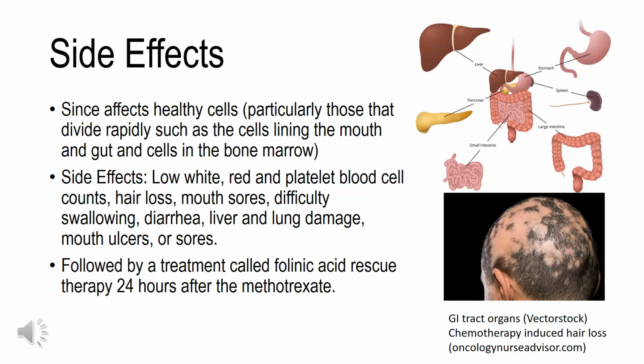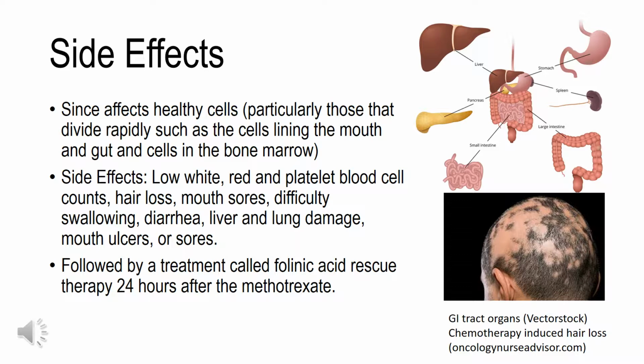Some of the major side effects that are commonly seen with methotrexate include low white, red, and platelet blood cell counts, hair loss, mouth sores, difficulty swallowing, diarrhea, liver, lung, and kidney damage. When we think about how methotrexate works, we know that faster dividing cells are bigger targets, and I mentioned that cells in the GI tract are some of those nonspecific targets simply due to their rate of cell replication. As a result, when we read side effects such as nausea, vomiting, upset stomachs, or stomach ulcers and diarrhea, we can make a link as to why this is occurring.